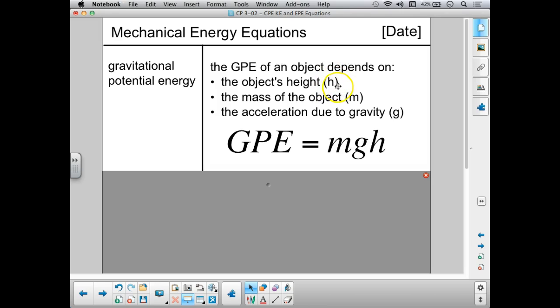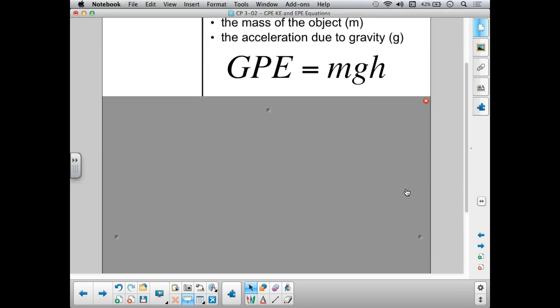So height, we always want to measure in meters. Mass, we always want to measure in kilograms. And the acceleration due to gravity, we measure in units of meters per second squared. And we're actually going to learn why that is a little bit later on in the year.